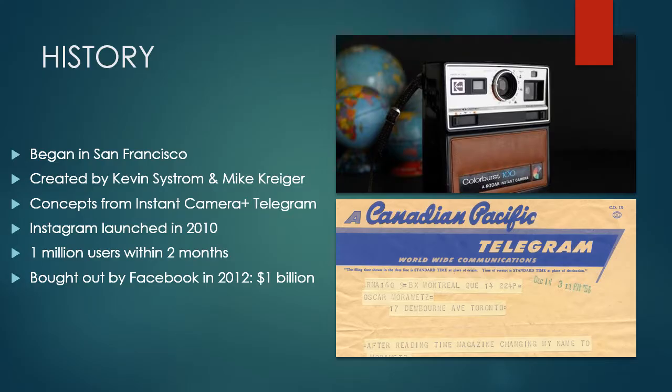Brief history of Instagram. It began in San Francisco. It was created by Kevin Systrom and Mike Krieger, and the concept obviously came from the instant camera and a telegram. Instagram was launched in 2010, and it had 1 million users within the first 2 months. It was bought out by Facebook a short 2 years later for $1 billion.